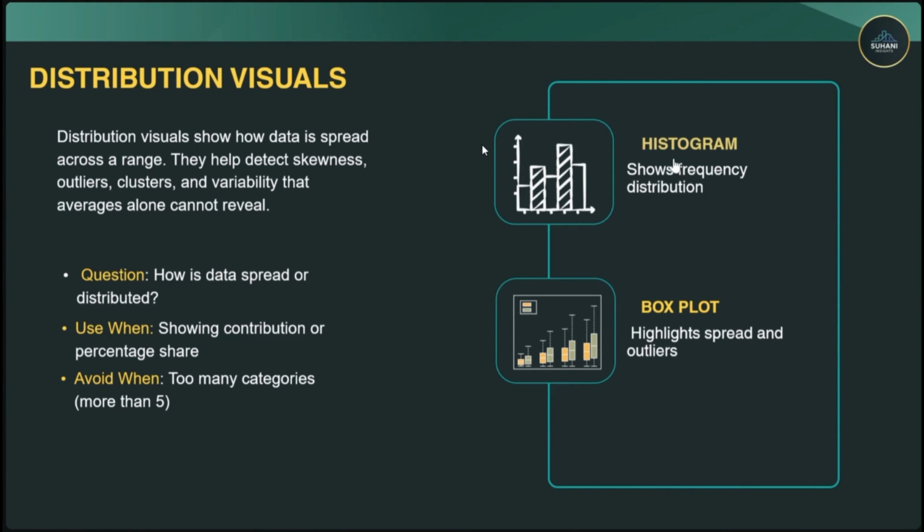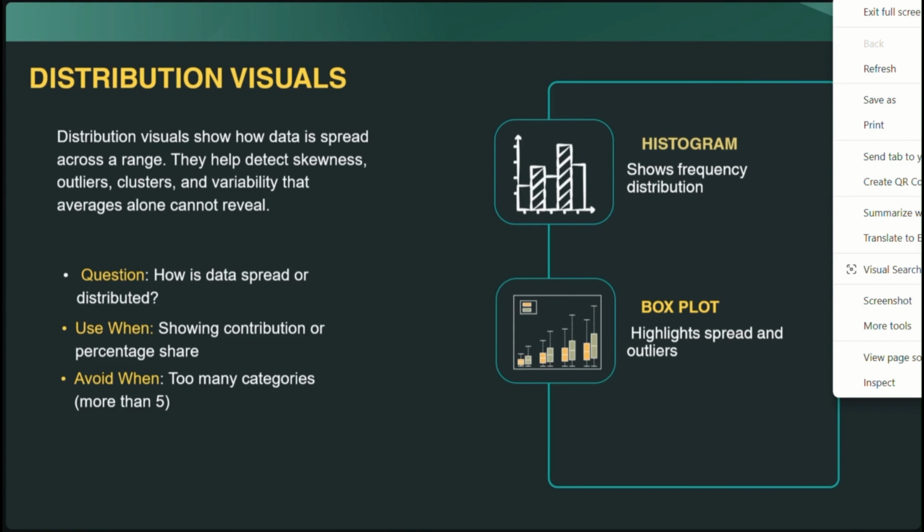Next are distribution visuals. Distribution visuals are the visuals which help us understand how our data is spread all across. Are there any outliers? Is there any skewness in the data? Are there any clusters formed, or is there any variability in the data which cannot be revealed just by looking at it? Then distribution visuals come into the picture.